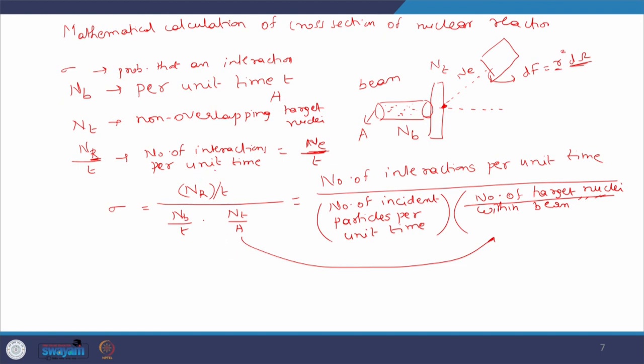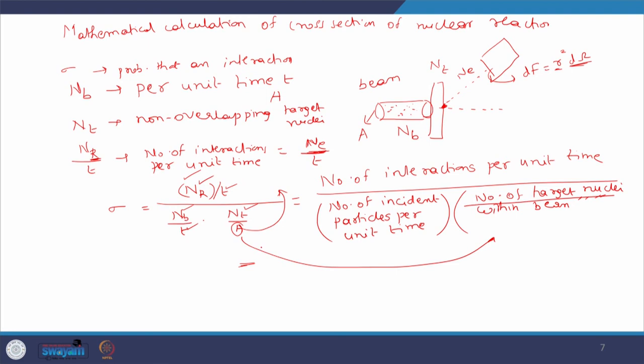For example, in the number of interactions per unit time, the unit time gets cancelled. This is a number, this is a number, and this is also a number. Finally, area is coming as the unit, that is centimeter square. We will use this general definition to describe the reaction probabilities. We will use this concept to describe the probability of nuclear reactions in astrophysical plasmas and also in the measurement of nuclear reactions in the laboratory.